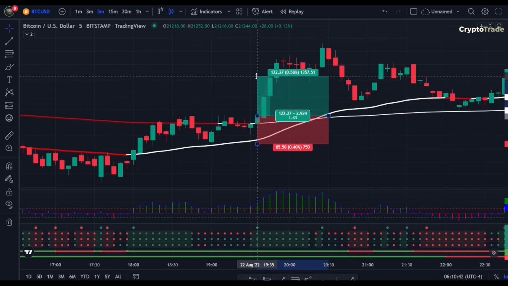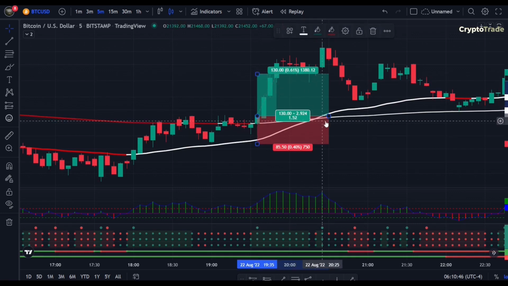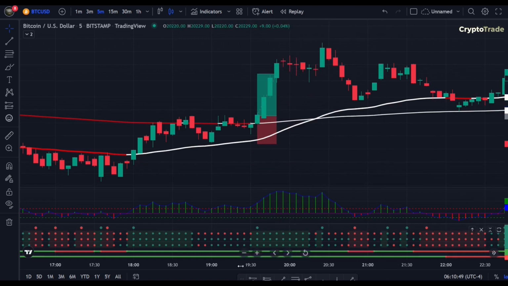The risk to reward ratio will be set to 1 to 1.5. The market reached the target and the trade was automatically closed successfully. Let's look for the next trade.